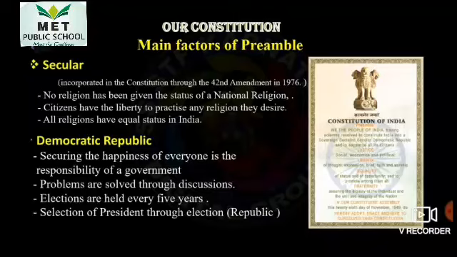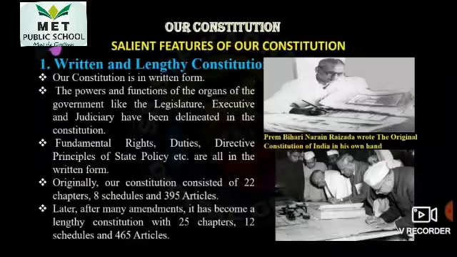Democratic republic. Securing the happiness of everyone is the responsibility of the government. Problems are solved through discussions. Elections are held every 5 years. The president is selected through election. Republic means the head of the state is elected, not hereditary.